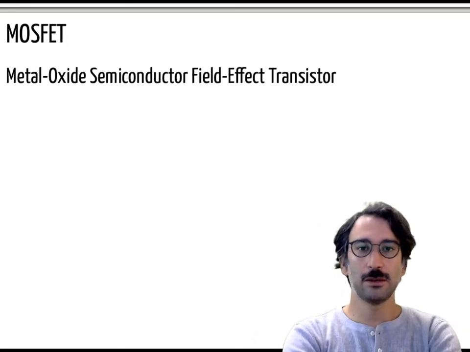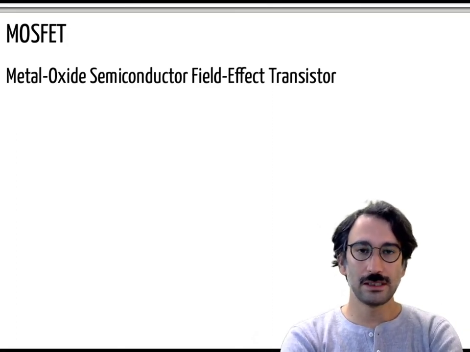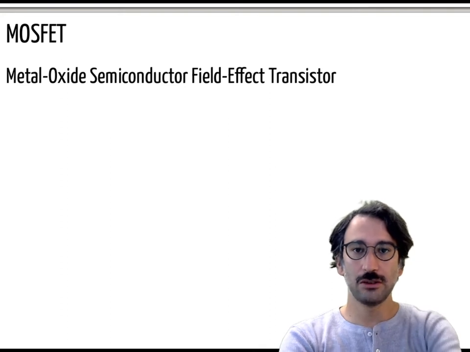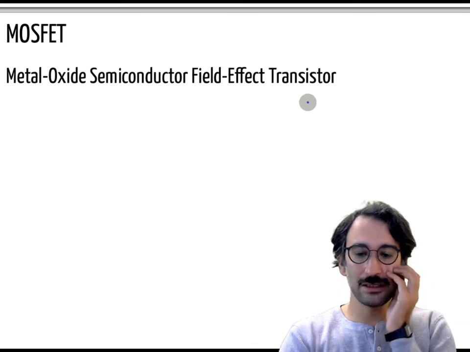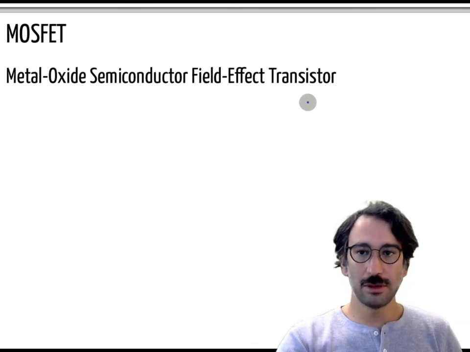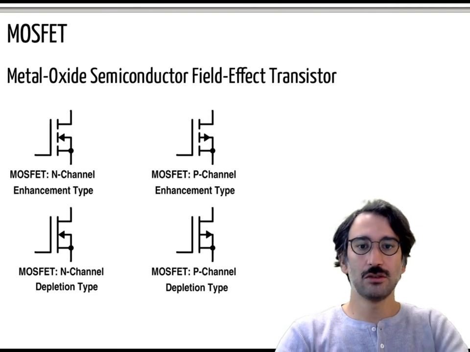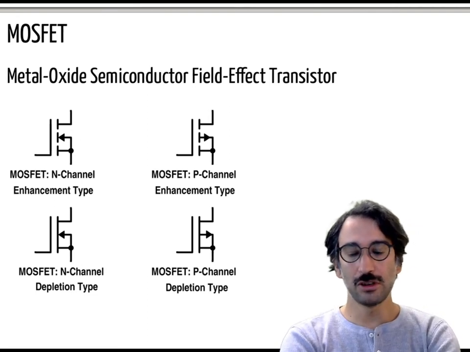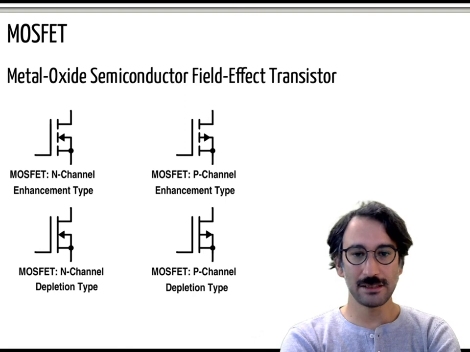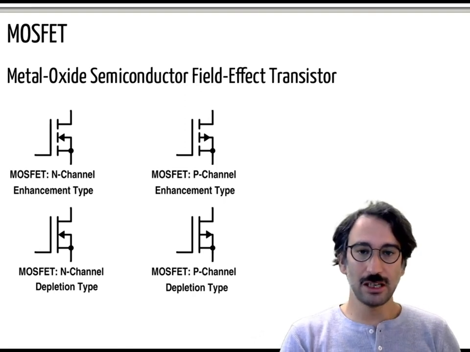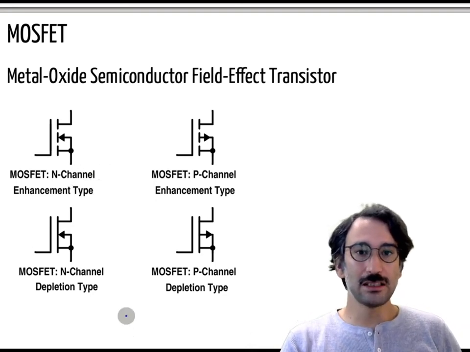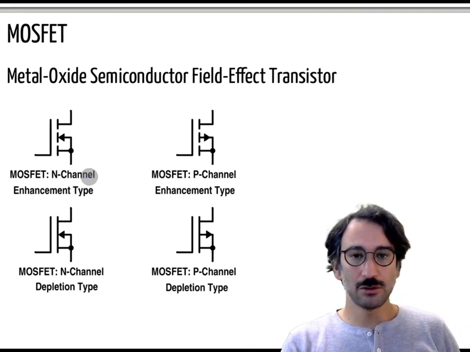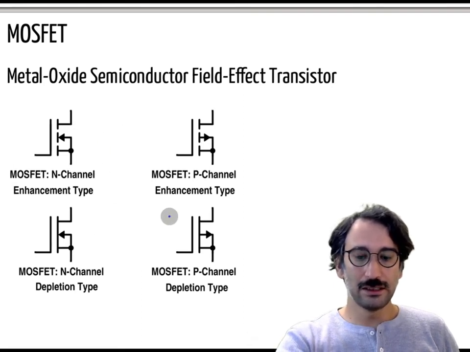So the next device we will talk about is the MOSFET. MOSFET is short for metal oxide semiconductor field effect transistor. So it is a transistor, as you remembered from last year. There are actually four different types: N-channel enhancement type or depletion type, and P-channel enhancement type and depletion type. Usually N-channel enhancement MOSFETs are the most common transistors, but it is possible to see the other devices.